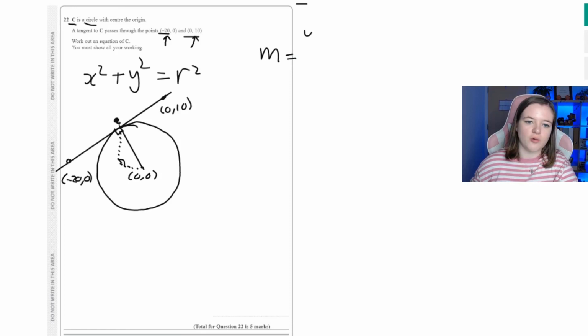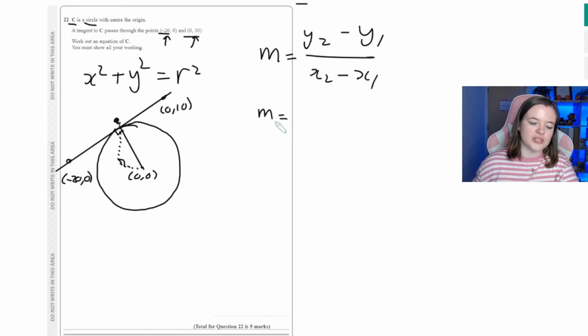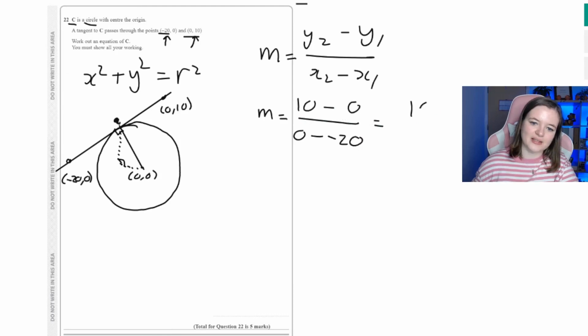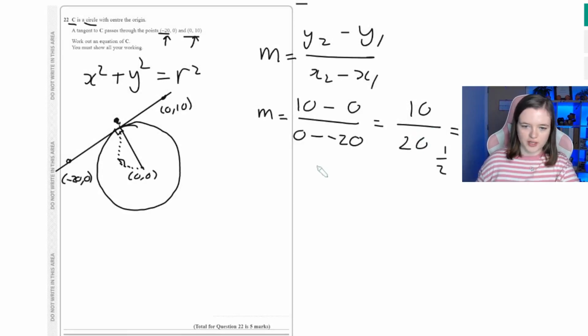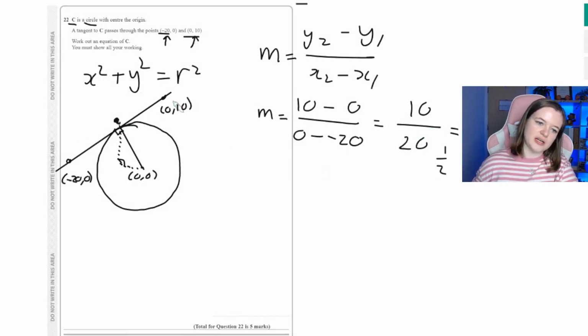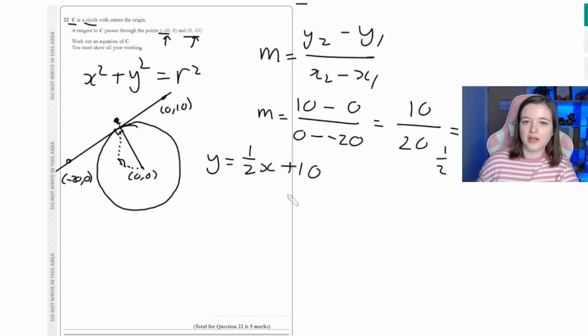So gradient is y2 take y1, over x2 take x1, which is then y2, which is 10, take nothing, over nothing, take -20. Which is 10 take nothing is 10, 0 take -20 is 20, which gives us a half. There we are. Cool. So then what we're going to do is work out the full equation of the line, which cuts at 10. So the equation of the tangent is going to be y equals a half x plus 10. That is the equation of the tangent.